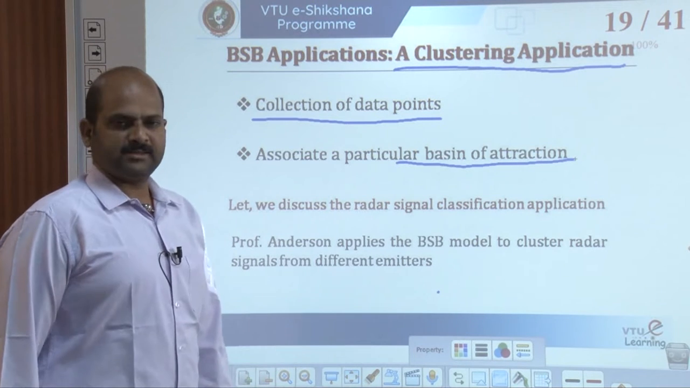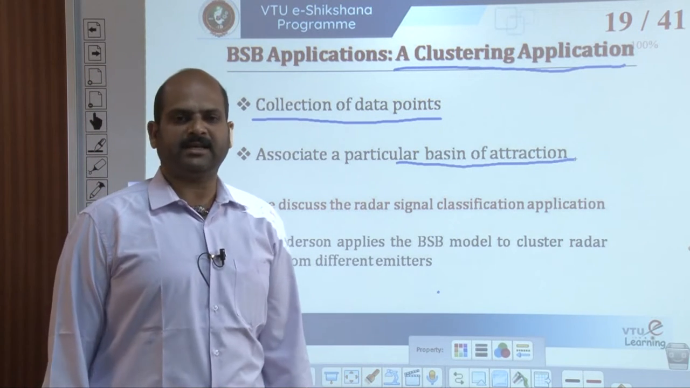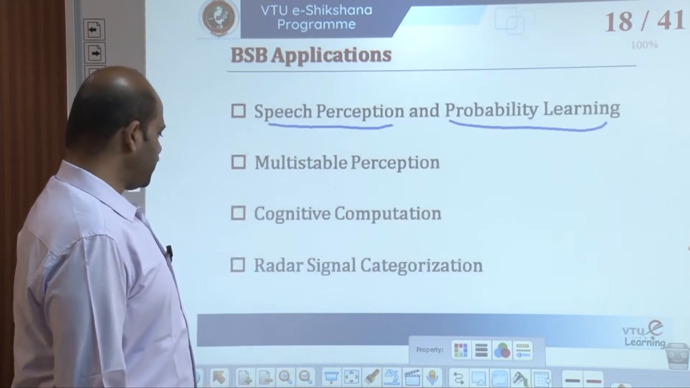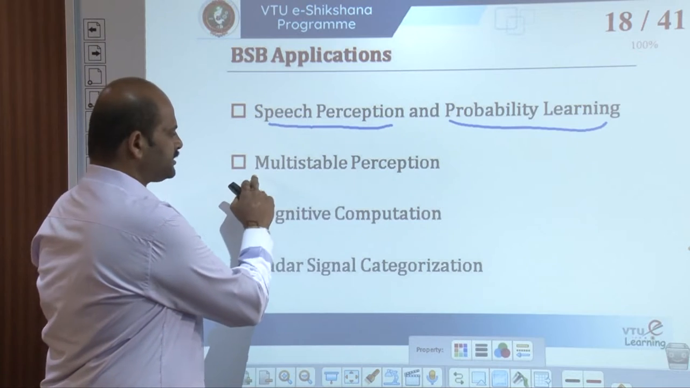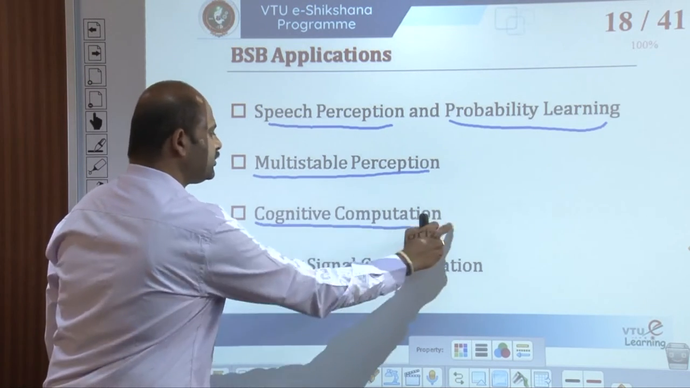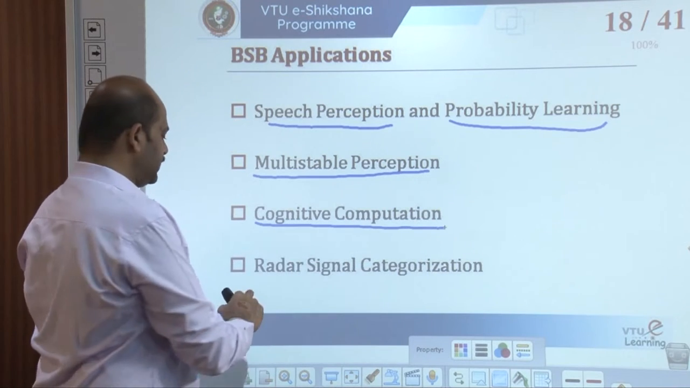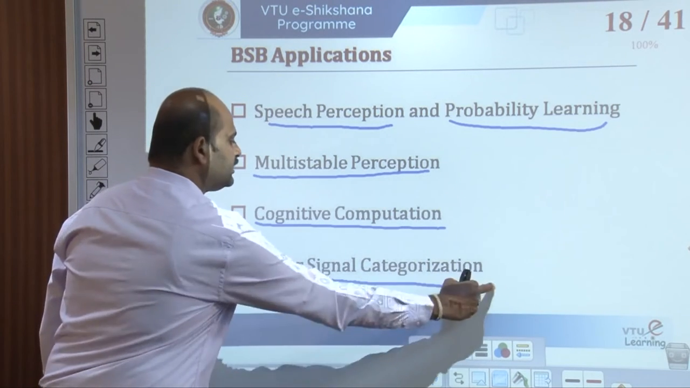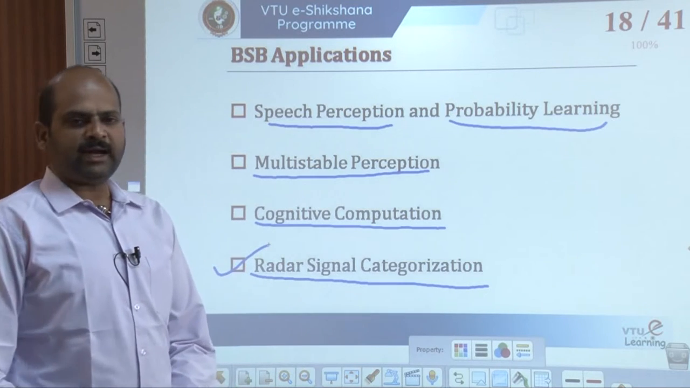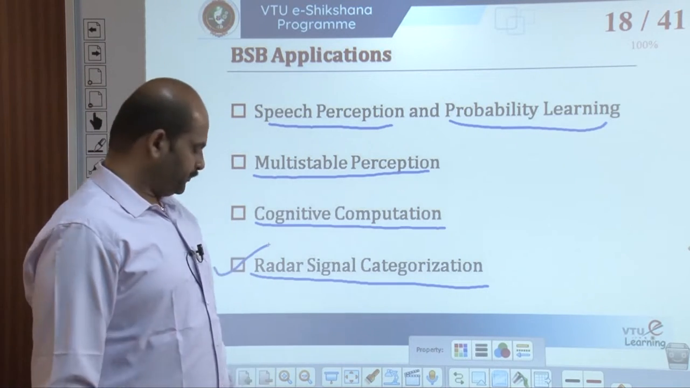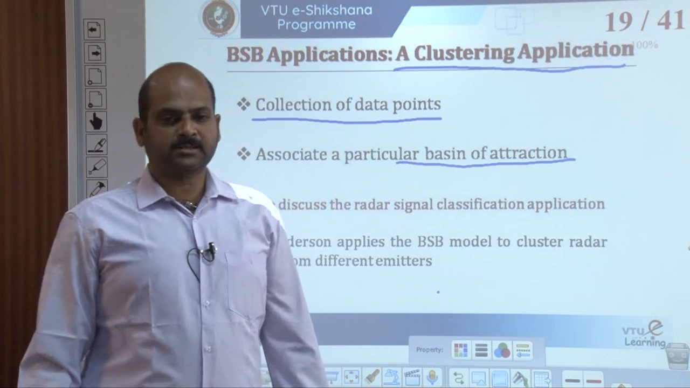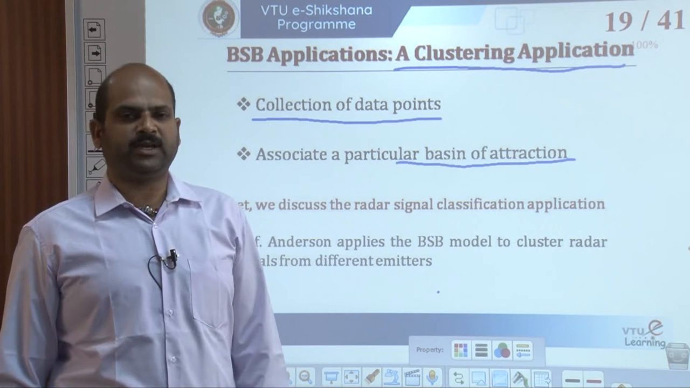Let me discuss the radar signal classification application, the third application we came across. The first was multi-stable perception, the second cognitive computations, and the third radar signal categorization. Let me take this third one and discuss it.